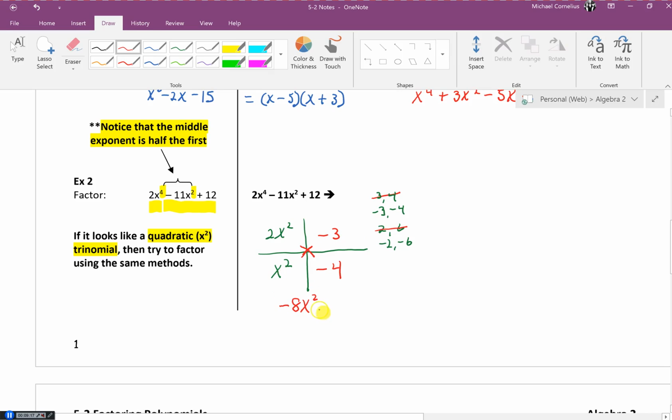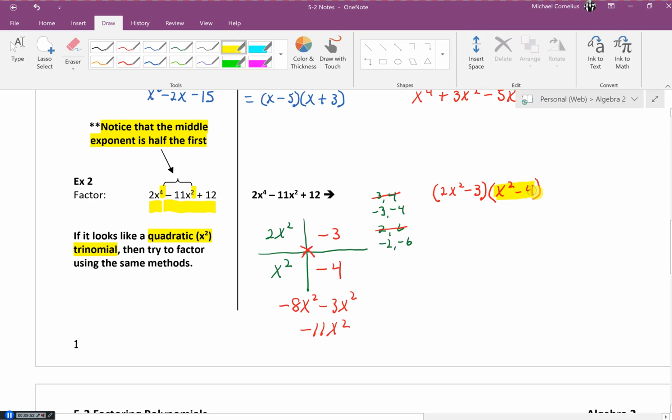Negative 3 times x squared, negative 3x squared. If you add those together, you get negative 11x squared. All right? Which means that my factors here are 2x squared minus 3 and x squared minus 4. But we just talked about a special case in the warm-up, and that was this guy right here.